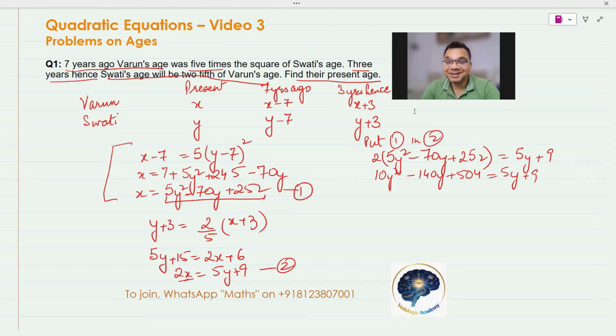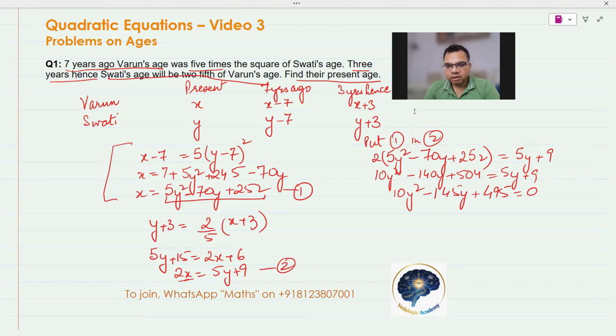So the question is not that easy, this one. But yeah, let's see. All of these questions that we have done here, in all the three videos that you will see, have come in the board exams. Okay. So this becomes 10y square. And if I take my 5y to the left hand side, it becomes negative. So it becomes minus 145y. And if I remove 9 from 504, it will become 495 equals 0.